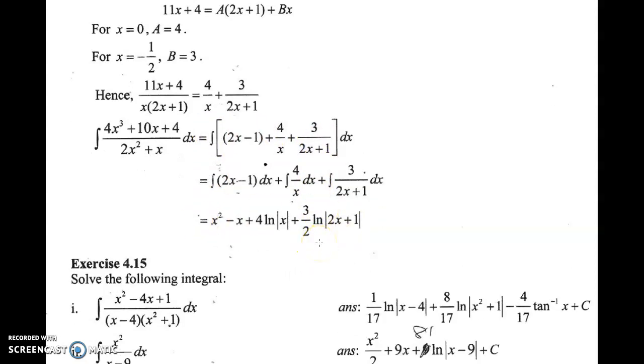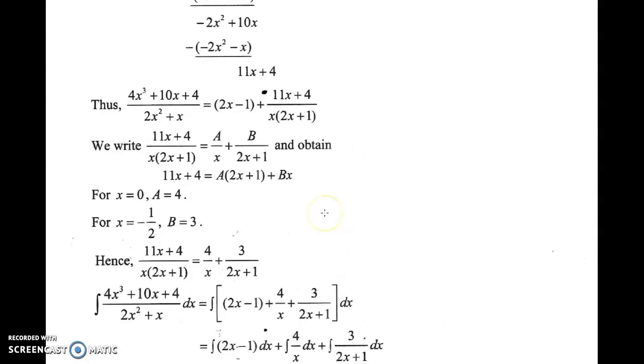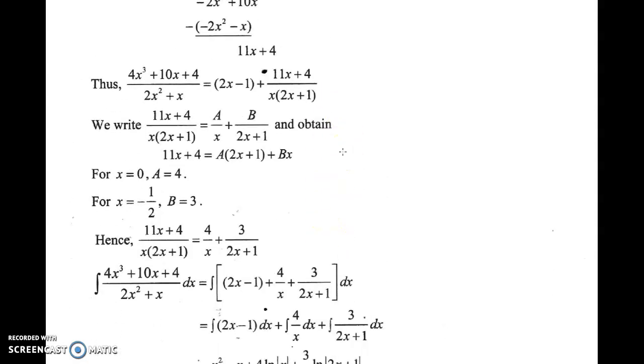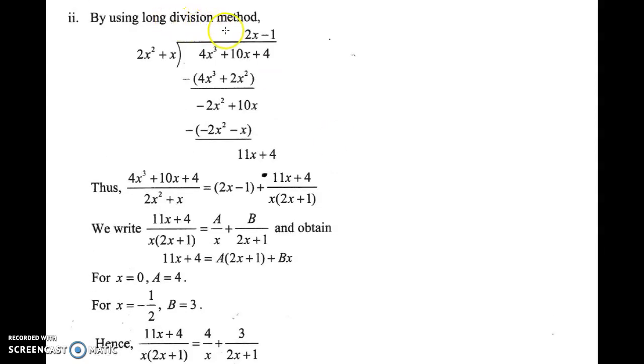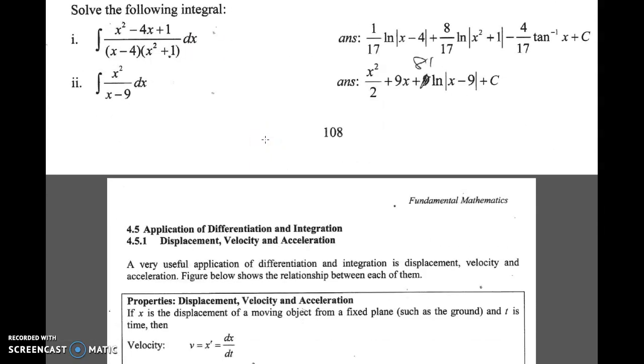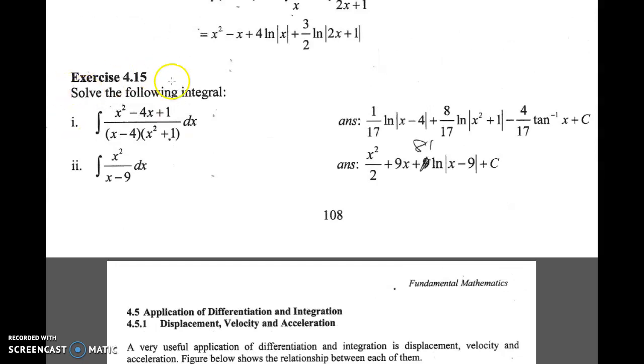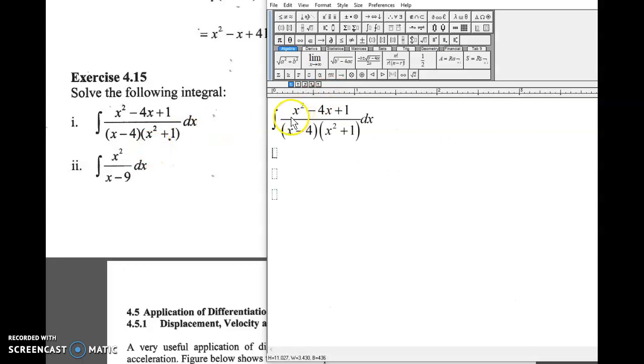But for this question, the one that I want to emphasize is the long division method. So let's try to do this exercise, 4.15. So x squared minus 4x plus 1, and let's look at the denominator.